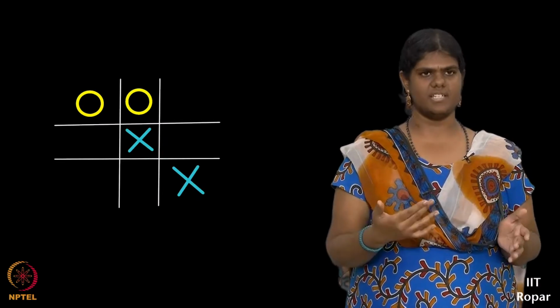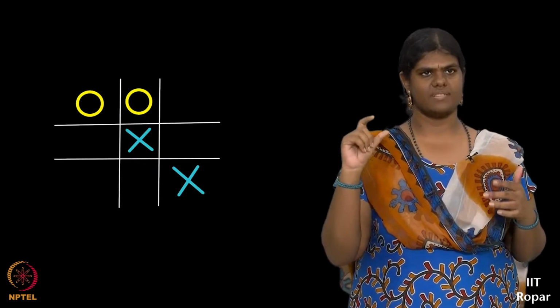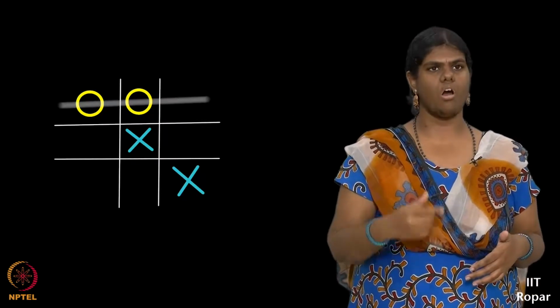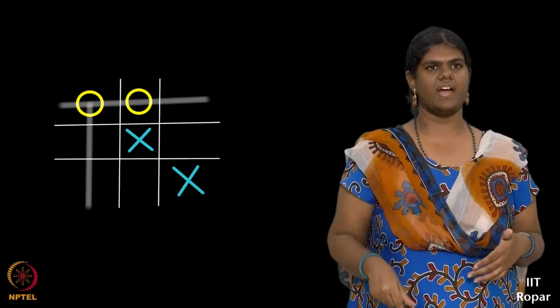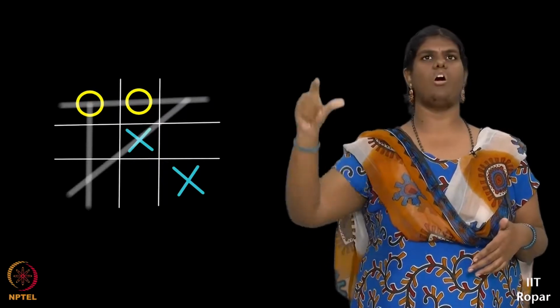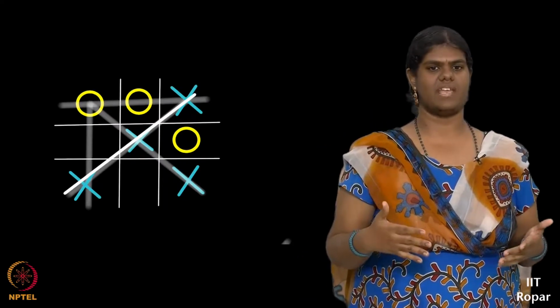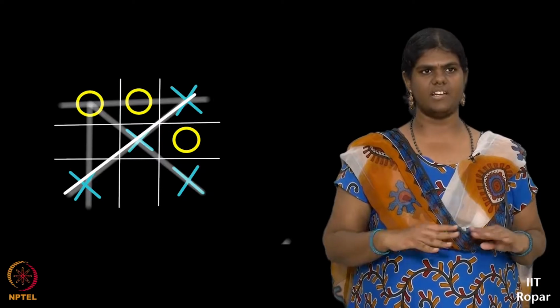When they alternate their turns, the one who is able to occupy 3 slots such that the 3 slots come in one single row, or the 3 slots come in one single column, or they occur along this diagonal or this diagonal, one of the diagonals, the one who is able to do this first is considered the winner. This is how the game goes. If no one is able to occupy their positions in such a manner, then it is declared a draw. No one wins.